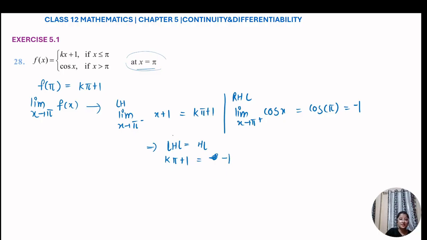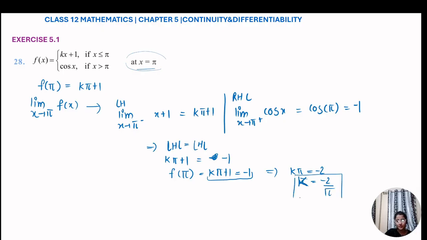Now, as you can see, your left hand limit is nothing but your function value also. So f of pi is equal to k pi plus 1, and it should be equal to minus 1. Now use this to find your value of k. So what is that? k pi equals to minus 2, so your k will be minus 2 by pi.